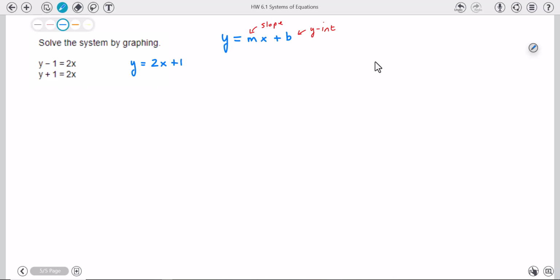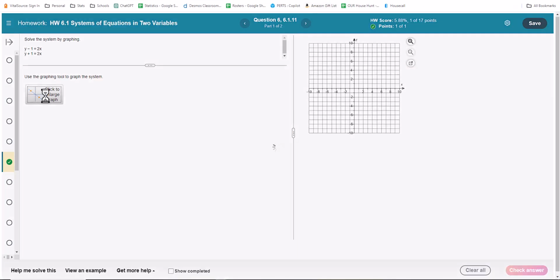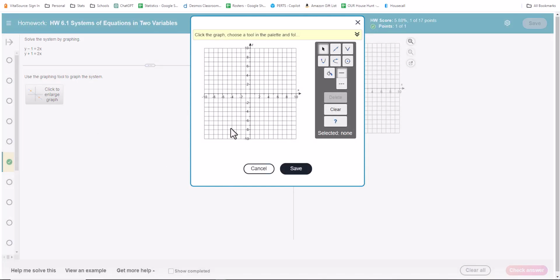Then I can do it in this one by moving the +1 to a -1. And what I notice here is these have the same slope but different intercepts. So when that happens, let's see if I can graph this. So click to graph.